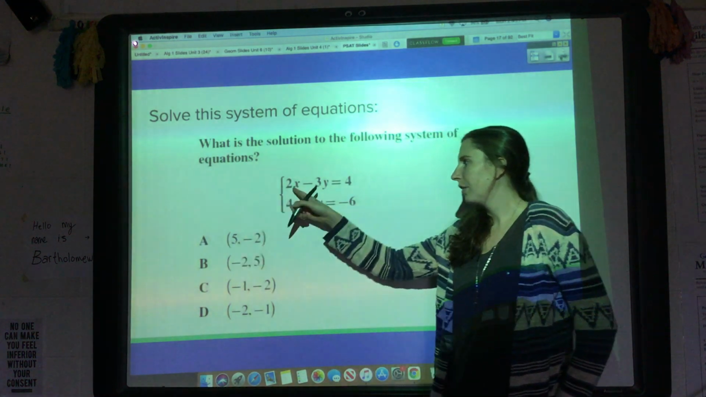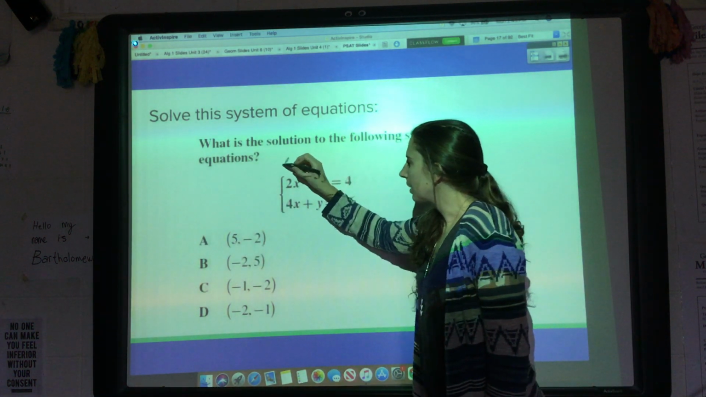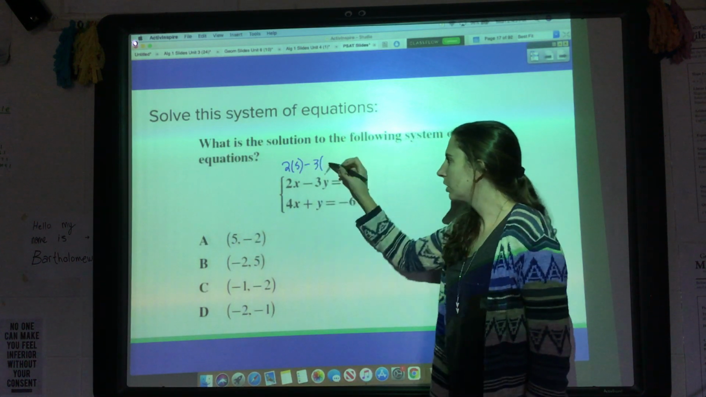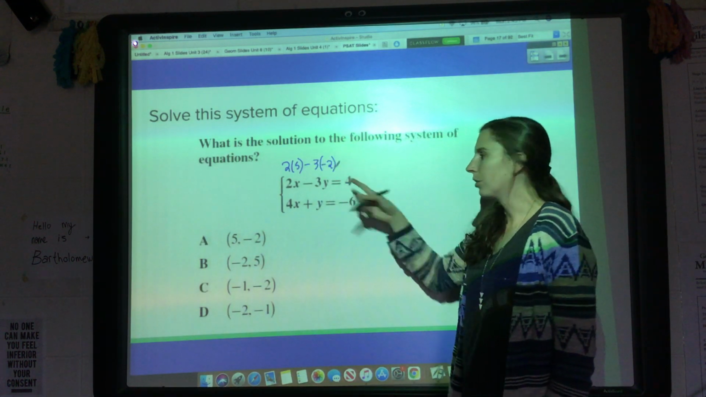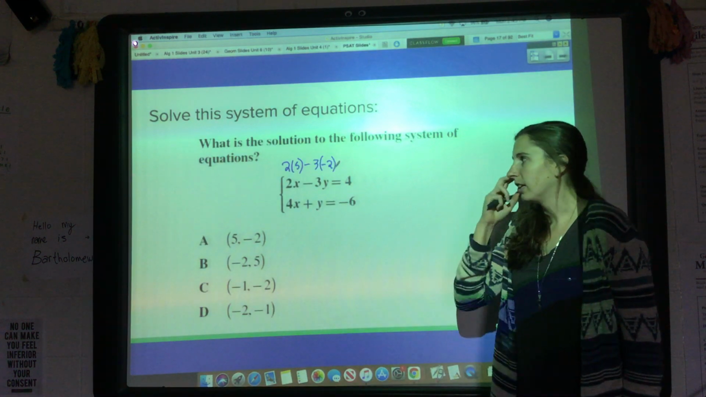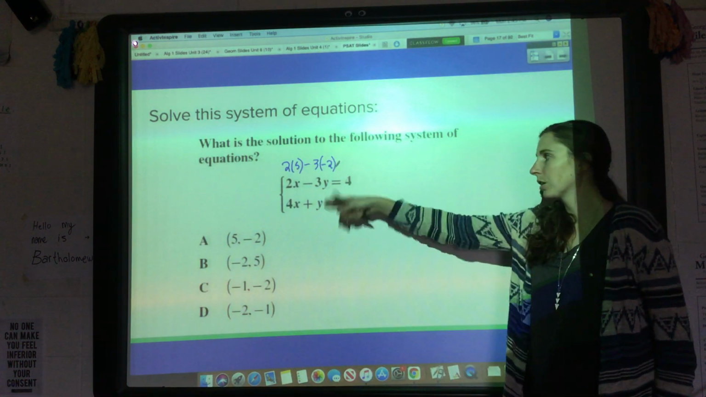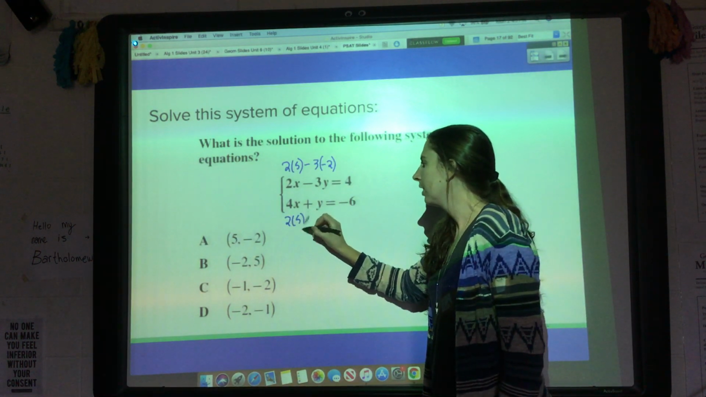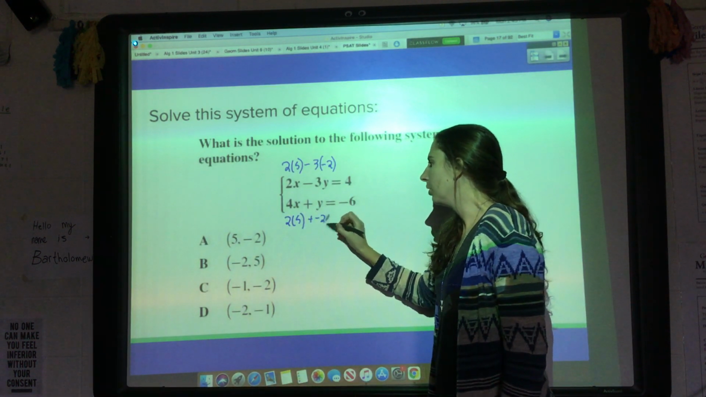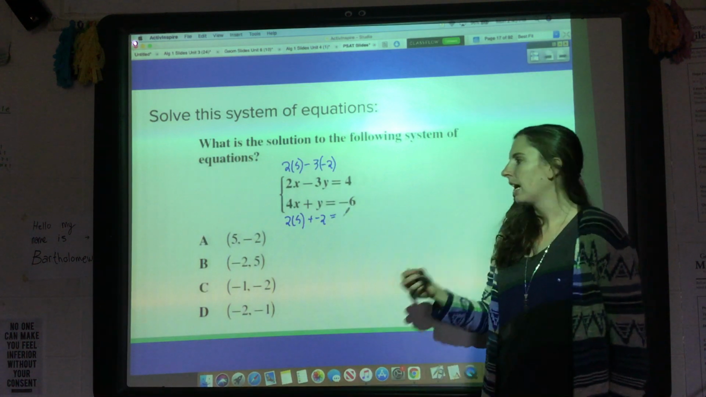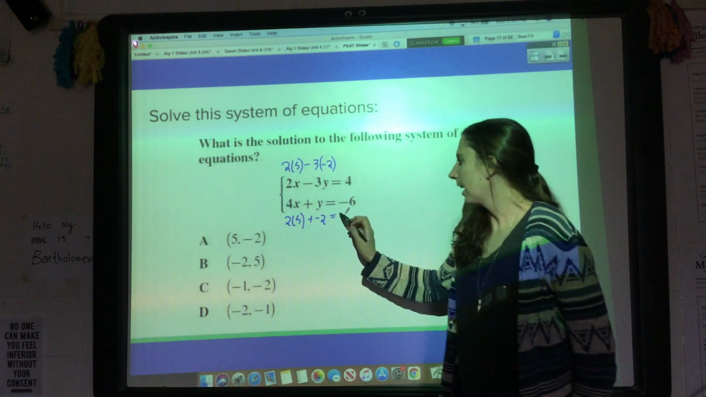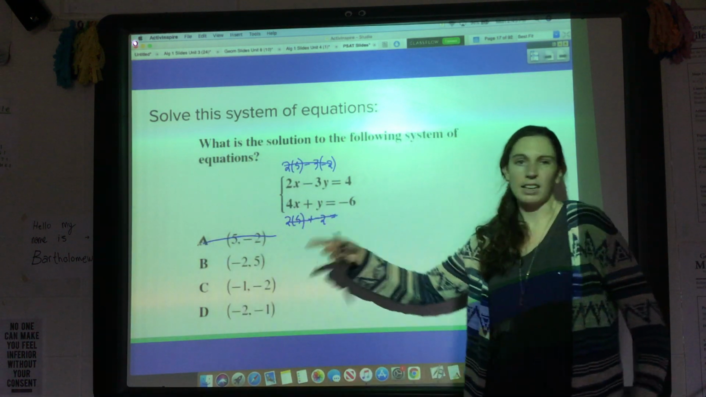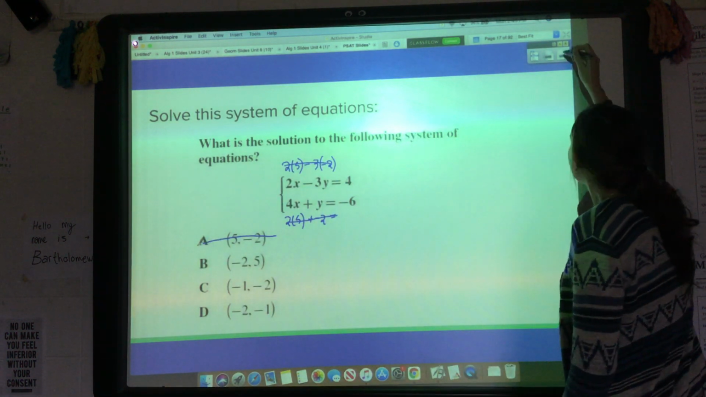If you put in 5, does 2 times 5 minus 3 times negative 2 equal 4? And it doesn't. And remember, it has to work for both, so you'll need to test it here as well. Does 2 times 5 plus negative 2 equal 6? And I don't think that it does for either. So it's not A. So you could always just test the answer choices if you wanted.